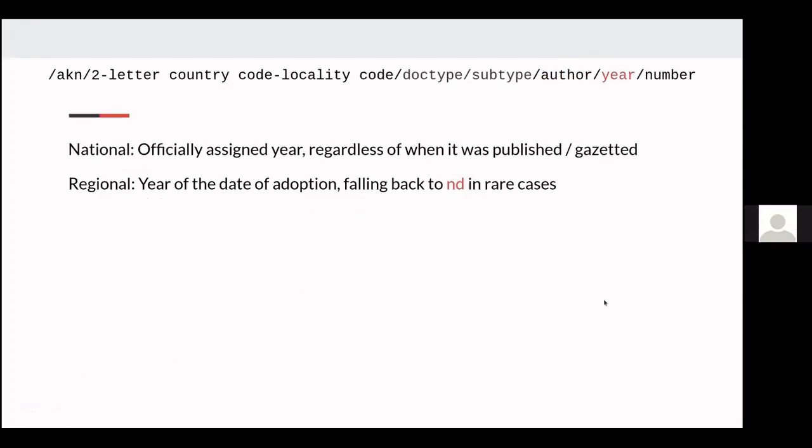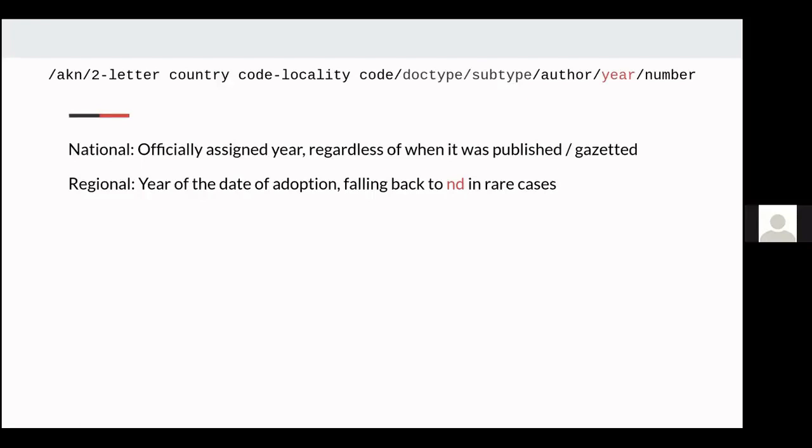Cool. For the year, we use just the year, not the full date. For national legislation, we use the officially assigned year. So we'll often have an act number year pairing, or always, but often towards the end of the year, it'll be Act 32 of 2019, but it only ends up getting published at the start of 2020 once the government printers are back at work. But we still would keep 2019 as the Act year.